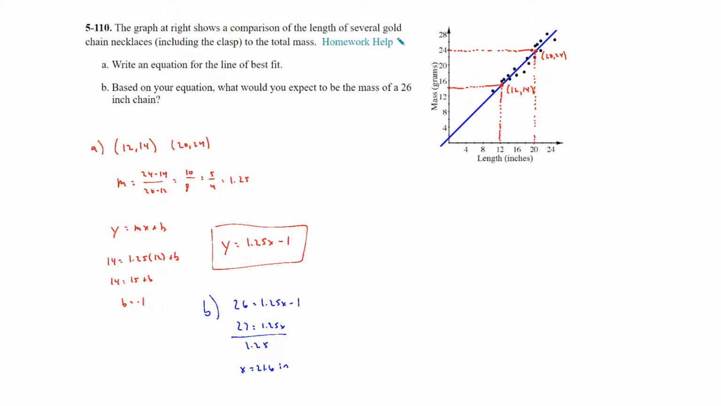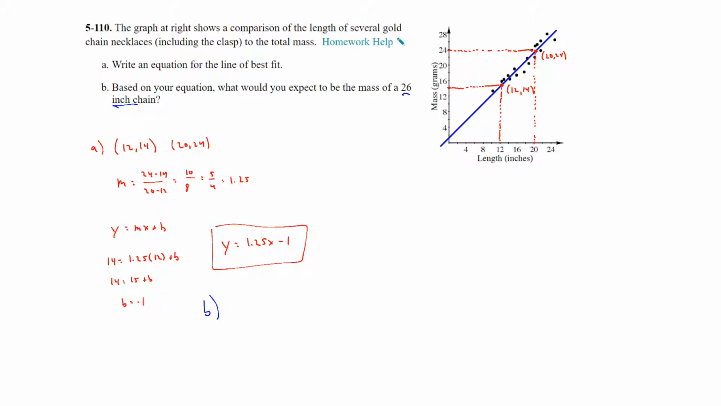Alright, well, I made a mistake. So let's go back and fix it. I didn't realize I read mass of 26. I should have kept reading. It's actually, we're finding the mass of a 26-inch chain. So I made a mistake. I will go back and fix it.